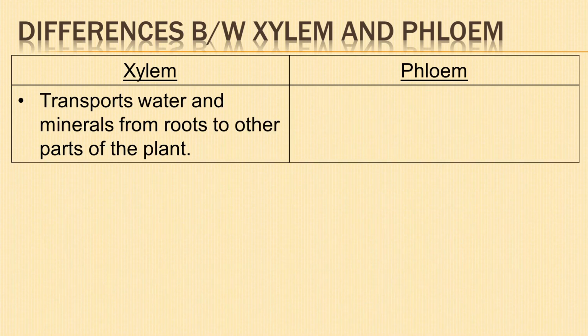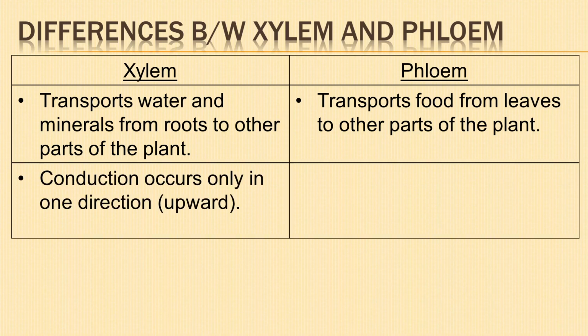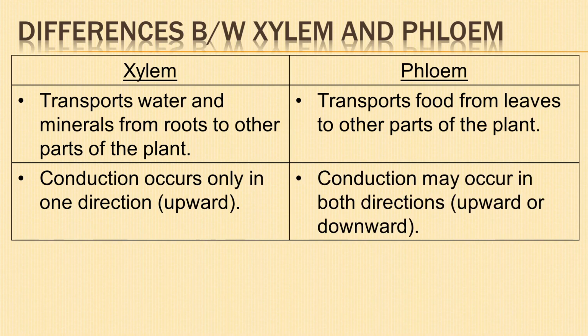Xylem transports water and minerals from roots to other parts of the plant. Phloem transports food from leaves to other parts of the plant. Conduction in xylem occurs only in one direction, that is, only in the upward direction. Conduction may occur in both directions, upward or downward in phloem.